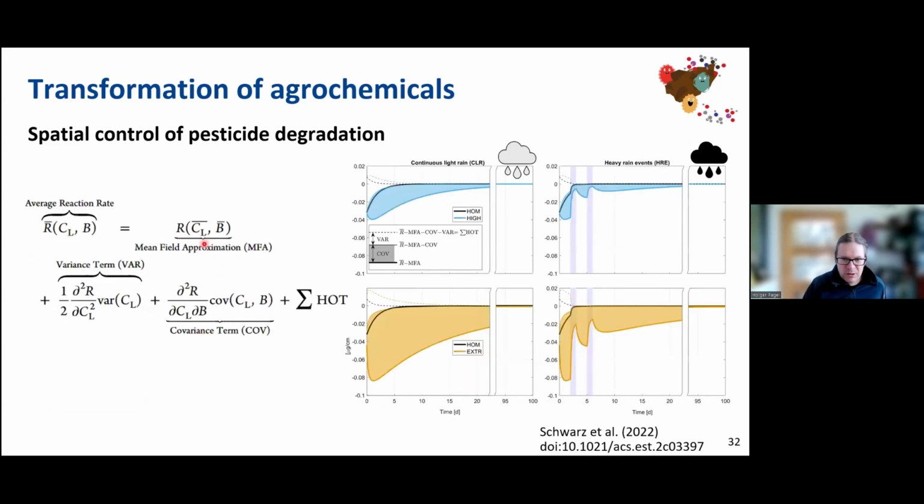And in that work, we also used an upscaling approach to come to a simplified representation to describe the effective pesticide degradation if we have a heterogeneous distribution of degraders. And you can see that the average reaction rate or pesticide degradation rate is strongly dependent on the spatial covariance of the pesticide and the degraders, and we can find a formulation where we describe the average reaction rate as a function of variance and covariance terms and a so-called mean field approximation.